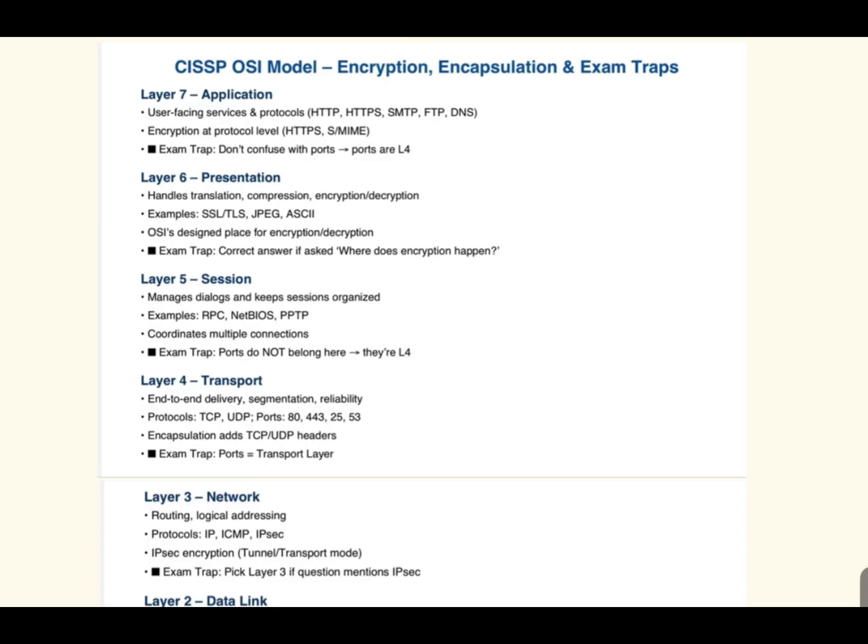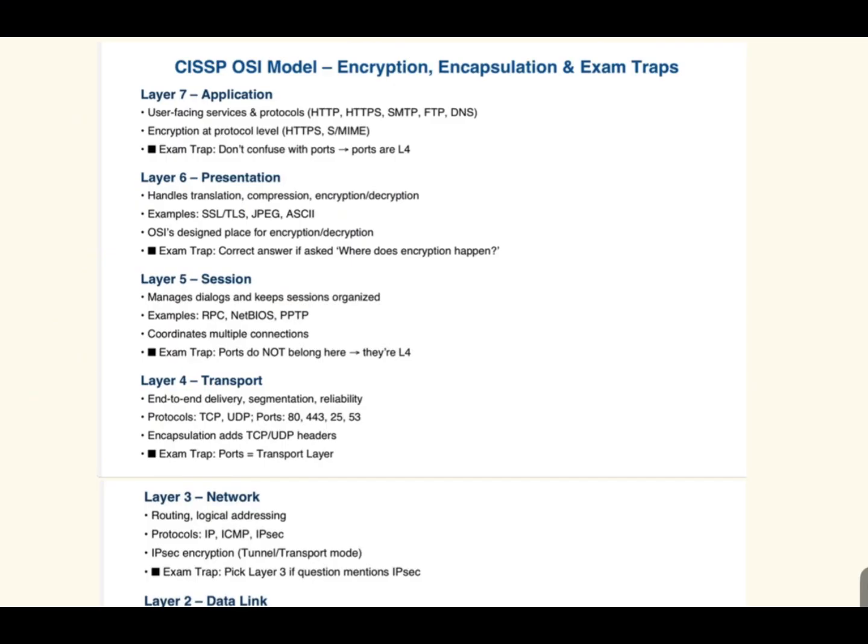We will start from the top layer, layer 7, the application layer. So it has user-facing services and protocols: HTTP, HTTPS, SMTP, FTP, DNS. So encryption at protocol level, right? For instance, HTTPS is encrypted. But exam trap, don't confuse with ports. Ports are at layer 4.